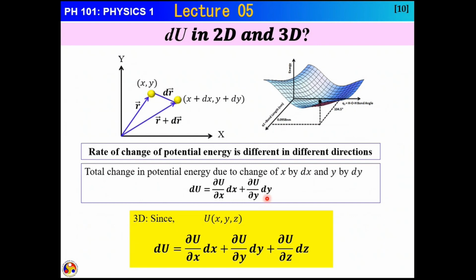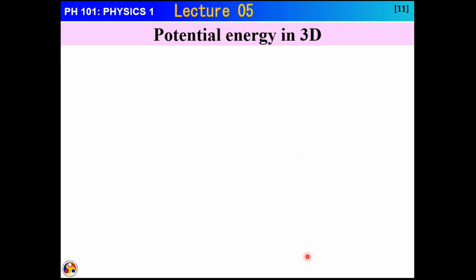Similarly, for 3D you can extend it, and the total change in the potential energy is going to be the rate of change of the potential energy along the X direction times the amount of change we have made along X, plus the rate of change of the potential energy along Y times the amount of change we have made in the Y coordinate, plus the rate of change of potential energy along Z times the amount of change we have made in the Z coordinate. So this is how the change in the potential energy is going to be.